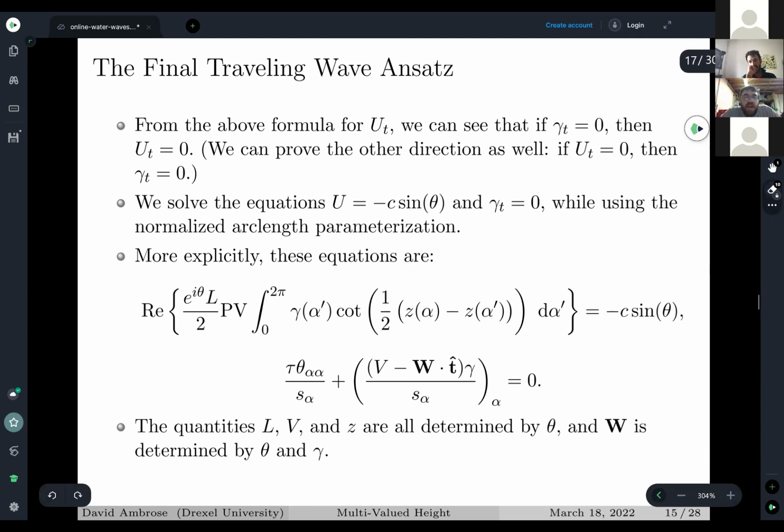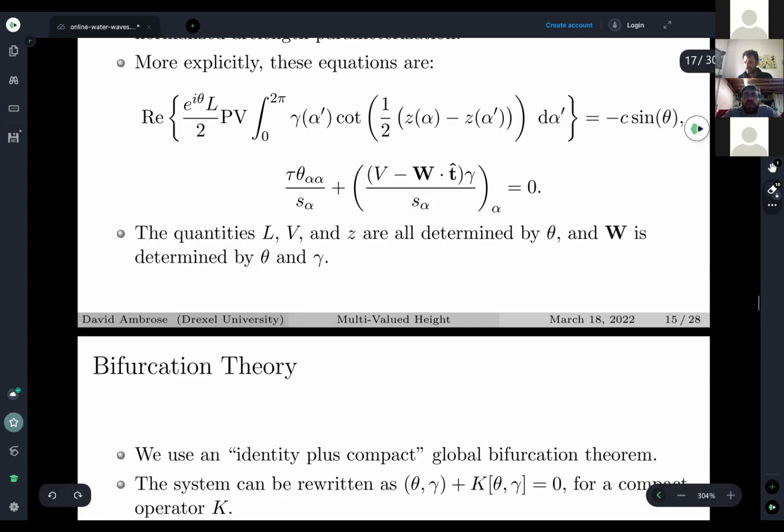Okay, and then all the other quantities there. So the unknowns are theta and gamma. All the other quantities you see there, like L, V, Z, W, you can determine them all by theta and gamma. L, V, and Z are determined by theta alone, and then W is determined by theta and gamma using the formulas that we've developed.